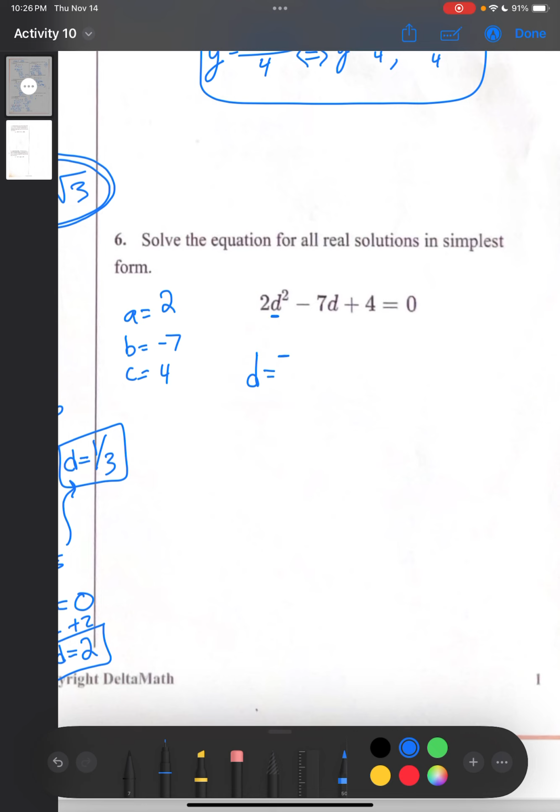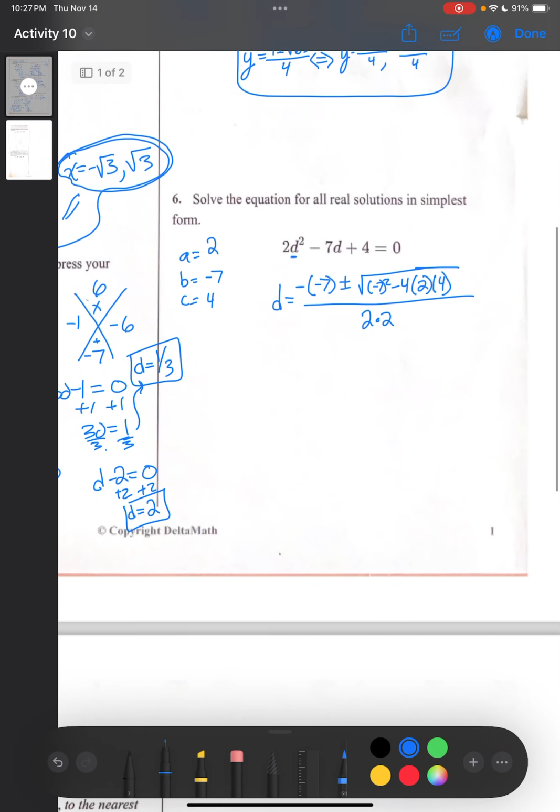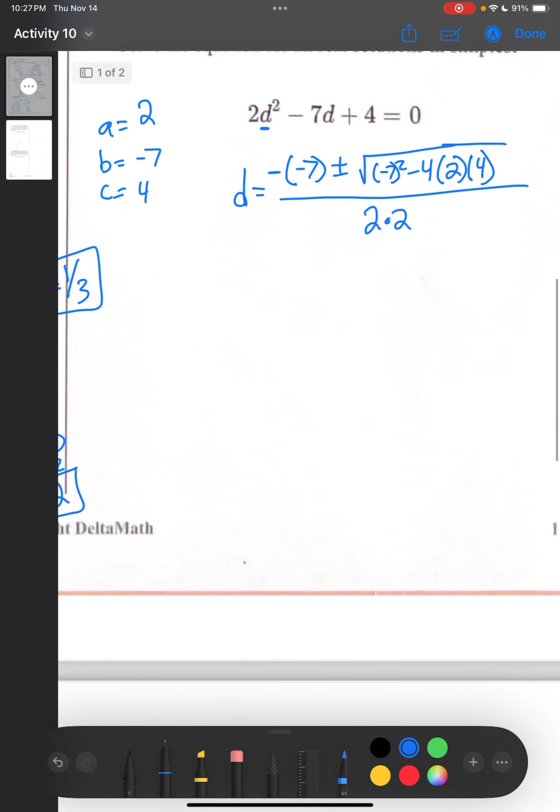Then we are given negative b, which our b is negative 7, plus or minus the square root of b squared, right? So negative 7 squared minus 4 times a times c, which is 2 times 4. And we do this over 2 times 2, which we're going to get the same thing here.